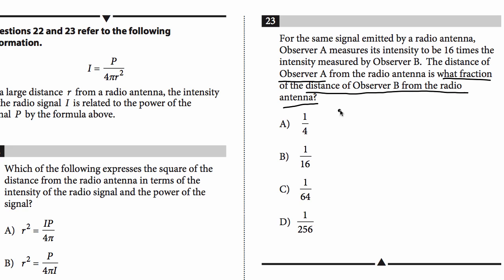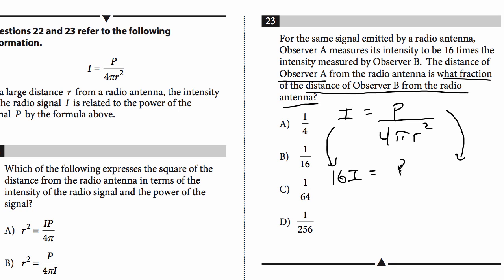So what I like to do in a situation like this is just rewrite my equation. Sometimes you do that just to stall for time and let your brain think of how to do it. But I'll show you the way I solve this one. Our intensity, it says, is 16 times what this guy measures. So let's say this is observer A here. Observer B, the intensity is 16 times that. Well, if I multiply the left side by 16, I've got to multiply the right side by 16. So that's P over 4 pi r squared.